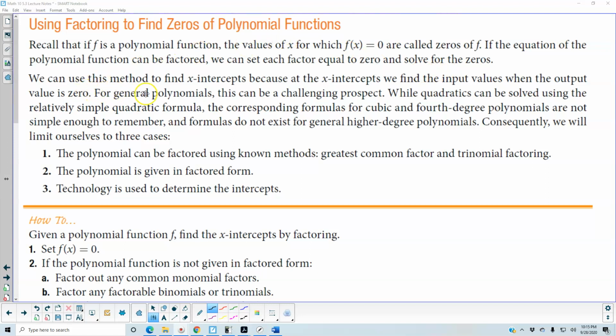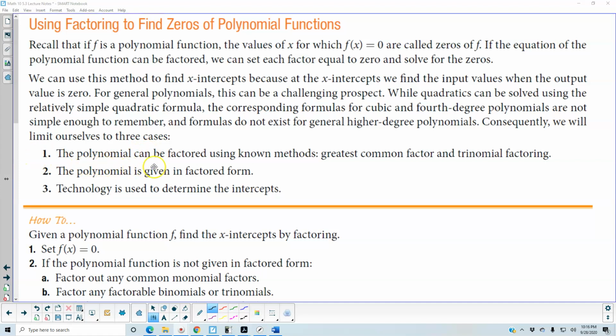We can use this method to find x-intercepts because at the x-intercepts, we find the input values when the output value is 0. For general polynomials, this can be a challenging prospect. While quadratics can be solved using the relatively simple quadratic formula, the corresponding formulas for cubic and fourth degree polynomials are not simple enough to remember, and formulas do not exist for general higher degree polynomials. Consequently, we will limit ourselves to 3 cases.